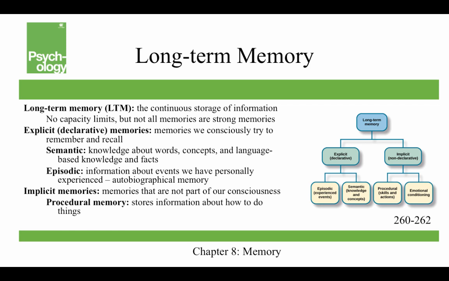We can divide that up into semantic and episodic memory. So semantic is knowledge about words, concepts, and language-based knowledge and facts. So I could ask you a question like, what's the capital of Kentucky? Is it pronounced Louisville or Louisville? And it's actually pronounced Frankfurt.